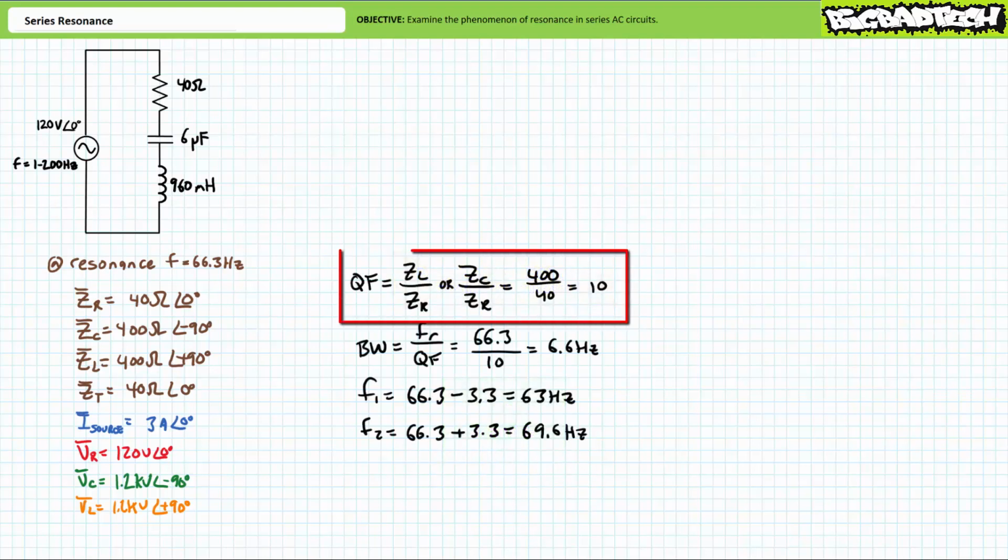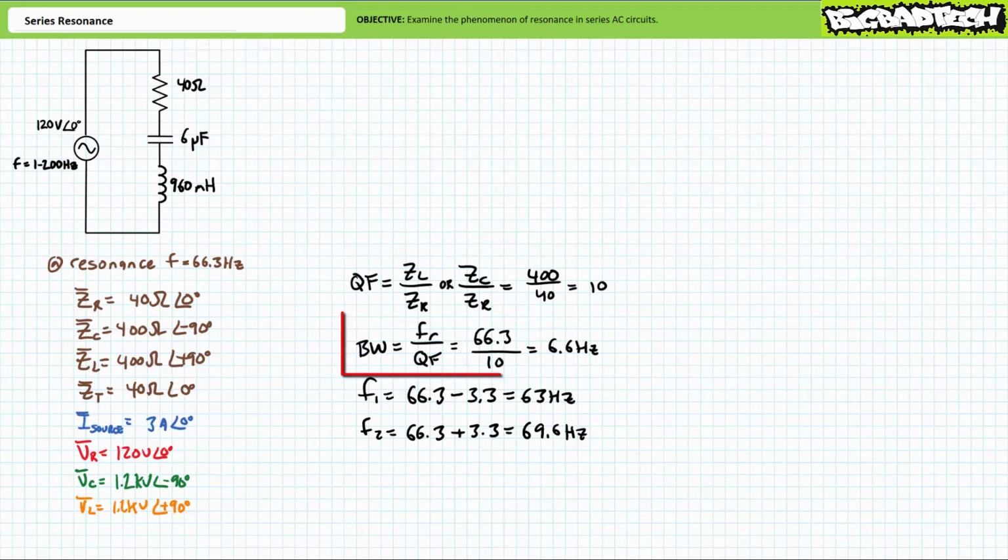The short and sweet quality factor formula demonstrates the reactive components have an impedance 10 times that of the resistive component, therefore the quality factor for this circuit is 10. The bandwidth is the resonant frequency divided by quality factor. Substituting our given values, we find an extremely small bandwidth of only 6.6 Hz. The high quality factor is indicative of a far more selective circuit, thus a smaller bandwidth.